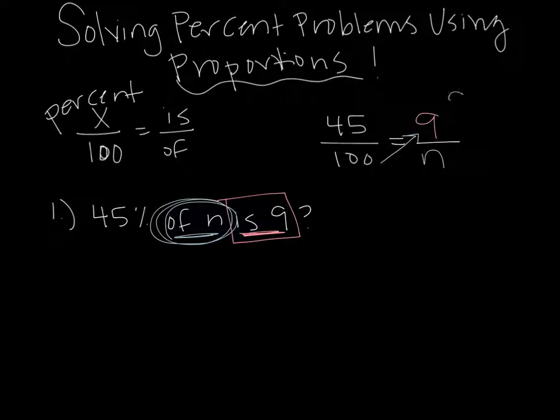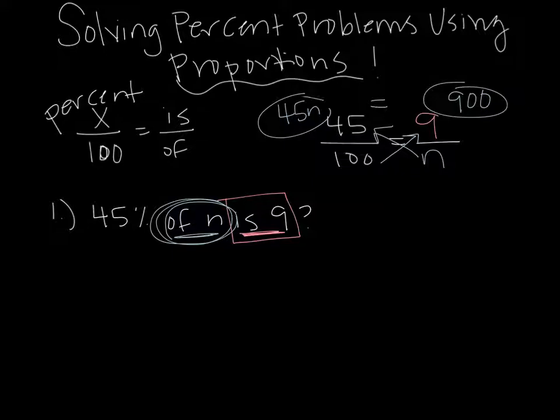Now this is a little magic here, so pay attention. 100 times 9 is 900. 45 times n is 45n. That has to equal this, meaning our equation is 45n equals 900. Just like in one-step equations that we solved before, we would want to get the n by itself. We don't really care what 45n is, we just want to know what n is.